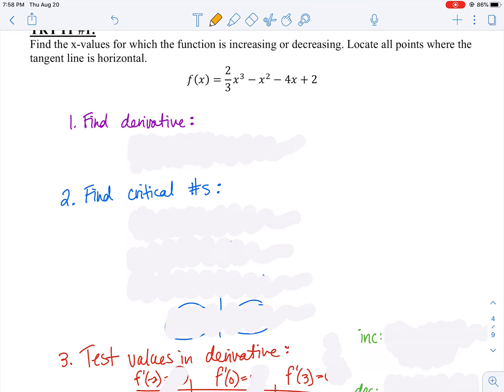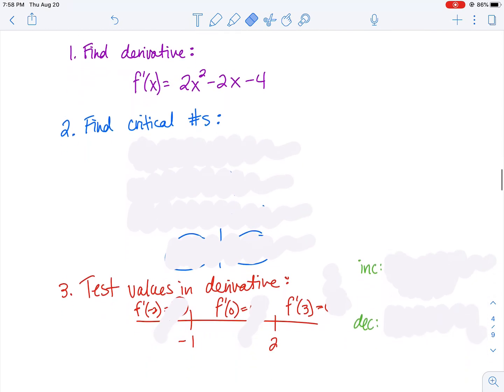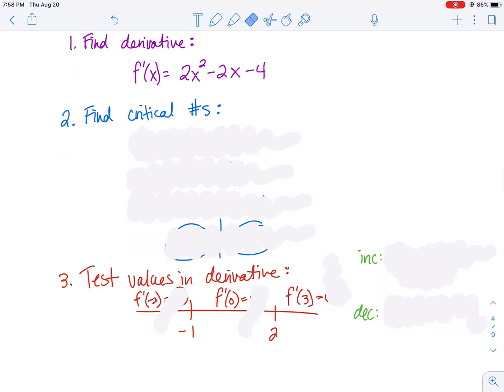That's where our derivative equals 0 or where our derivative doesn't exist. Before we do that, we obviously have to find the derivative. So did you do that? I ended up getting a derivative of 2x squared minus 2x minus 4. Now that I have the derivative, you should have been finding your critical numbers. That's where your derivative equals 0 or does not exist.